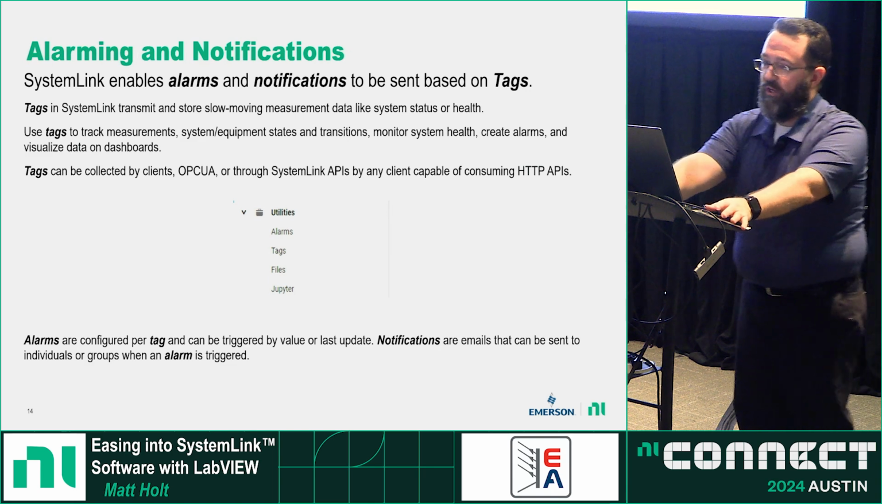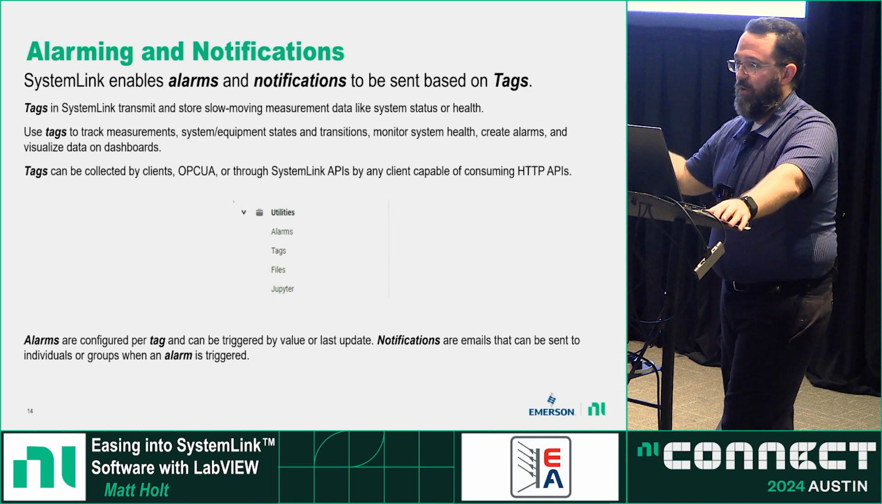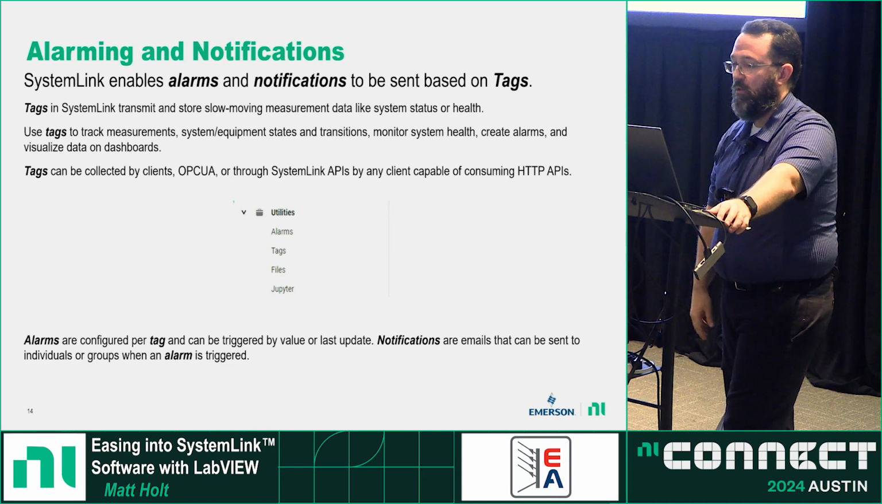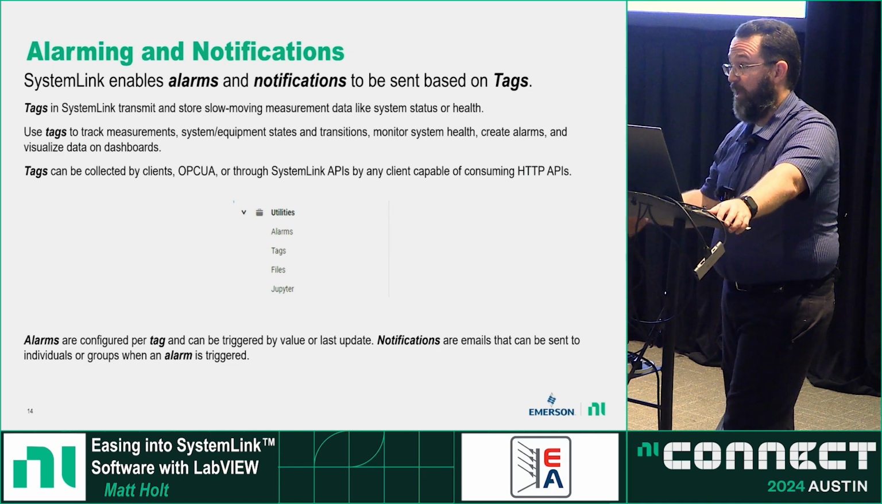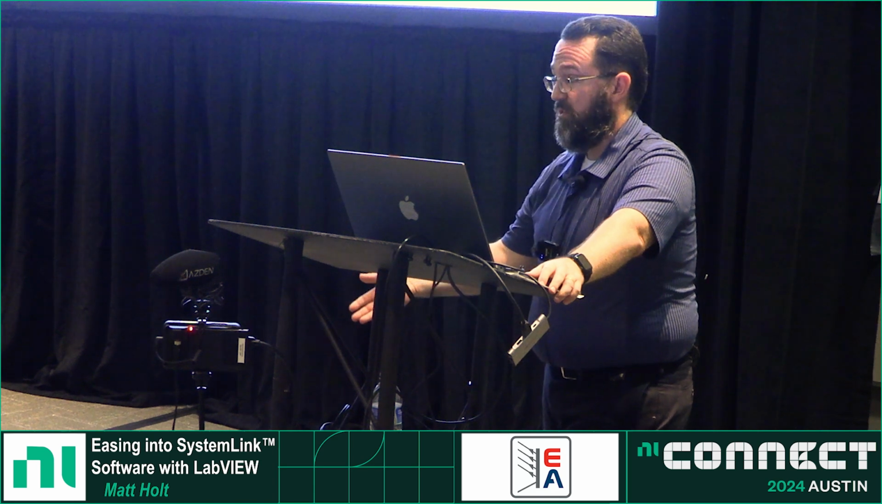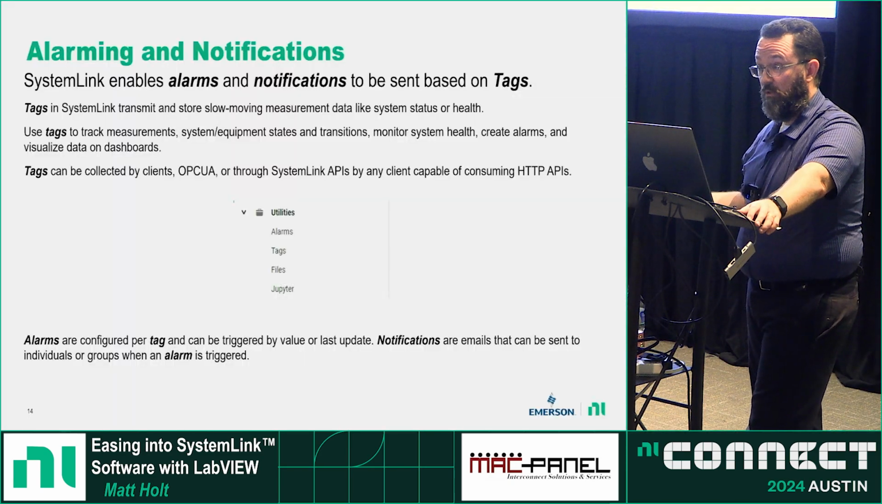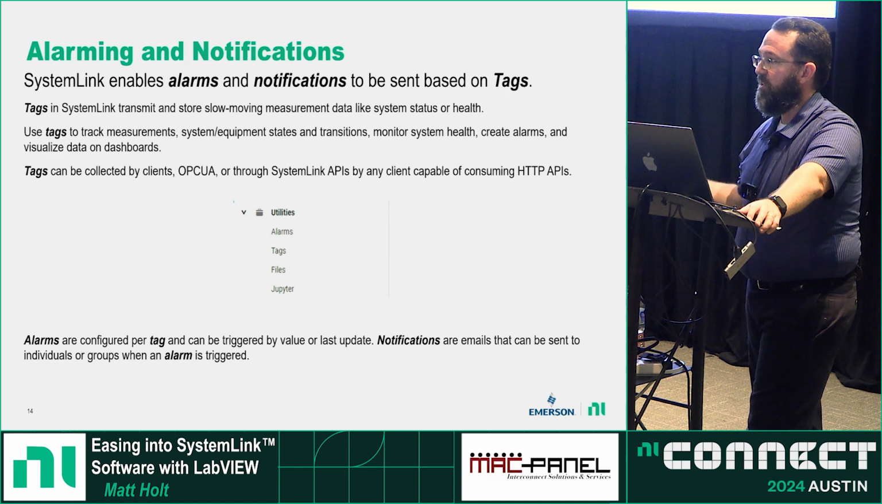Last but not least, alarming and notifications. All of that system health information goes into what we call tags. Tags is a relatively common term in data historians. It's time series data. The tank levels at that customer that I mentioned, the tank level is a tag. I can tell you what the level was at a certain point in time. Our CPU, our disk usage, our memory usage, those are all tags. SystemLink Server has the ability to send a notification, set an alarm so that you see it on the UI, but also send an email through SMTP.